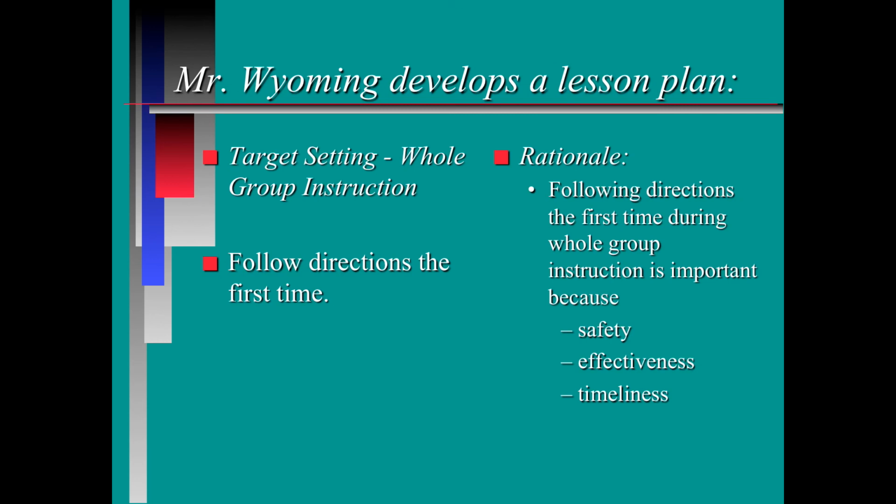Okay, here's an example. Mr. Wyoming develops a lesson plan. Mr. Wyoming is a fifth grade teacher, and his target setting is a whole group instruction. And the rule that he wants his students to follow is follow directions the first time. Pretty reasonable. He provides a rationale to the students as to why this is important. Following directions the first time is important because of safety, effectiveness, timeliness, and he can define each of those different components to the students.